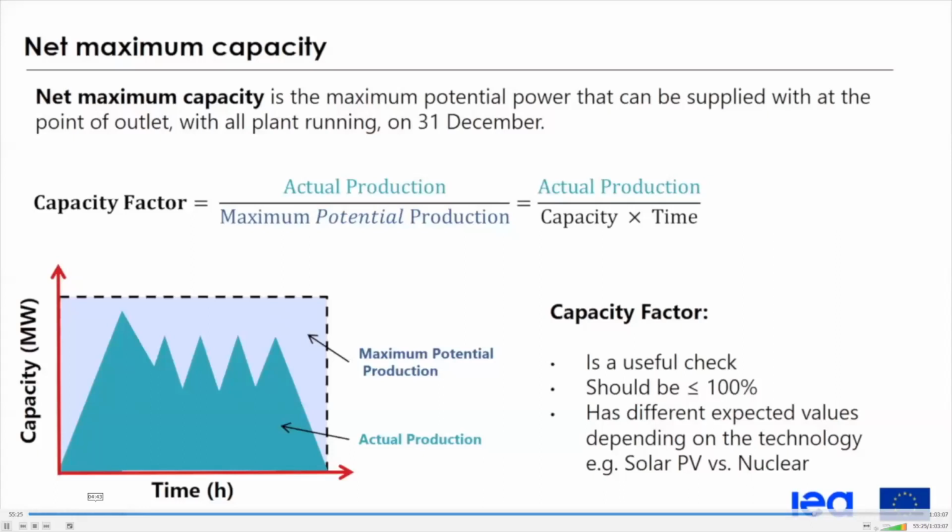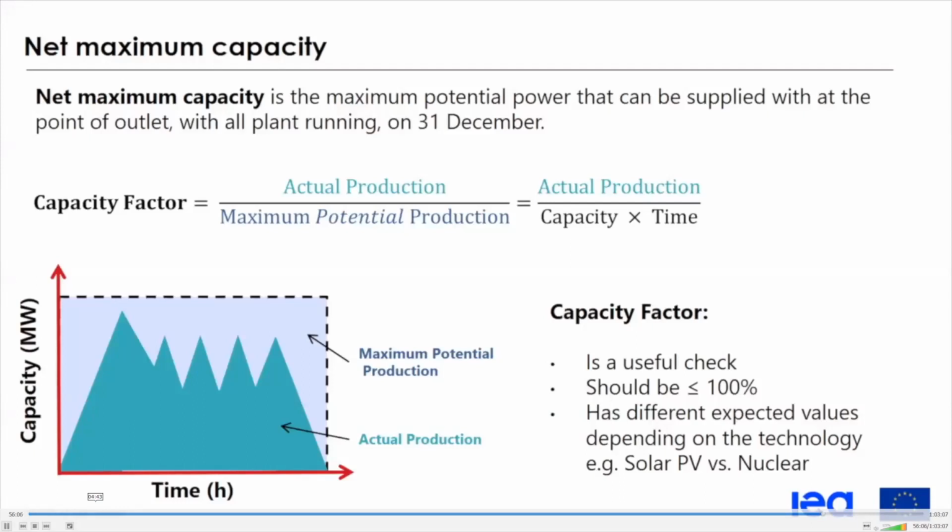These are useful data for analysts to have. However, they can also be useful for statisticians when checking the data, as we can compare actual reported production values with the maximum potential production values to check if the data make sense. This value, actual production divided by potential production, is called the capacity factor. So, as you can see, capacity factor is actual production divided by capacity times the time of a year, in that case, or in any other time frame you are working with.